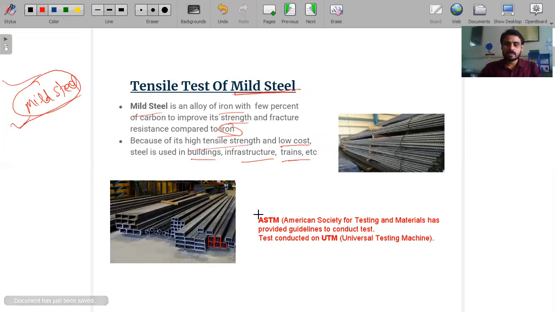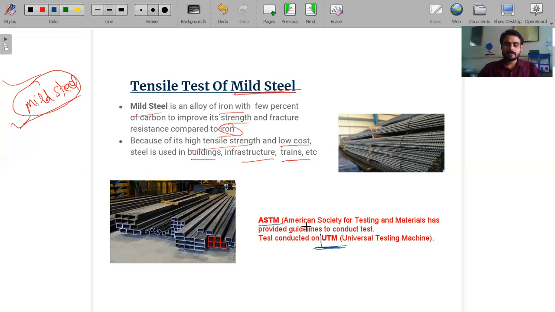The apparatus we are going to use for conducting the tensile test on mild steel is the UTM, universal testing machine. So the name of the machine is important. You have to remember the name of the machine, UTM. That is a very important machine for the strength of material lab. And the recommendations and guidelines generally provided for the testing of various materials are provided by the ASTM, American Society for Testing and Materials.